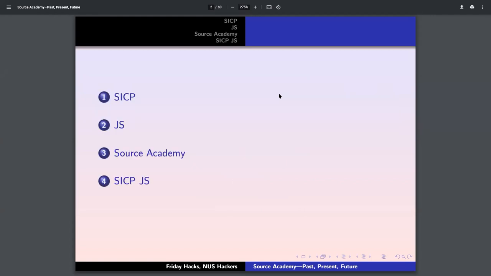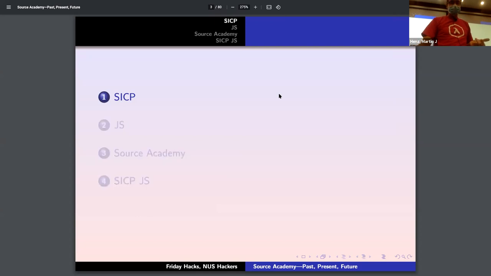I'm going to take a look at this SICP book that gave rise to this whole thing. I'm going to talk a little bit about JavaScript and then get into the Source Academy and talk about how the concepts of the textbook were adapted to this language, JavaScript.